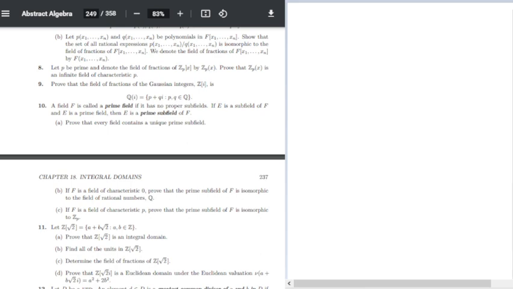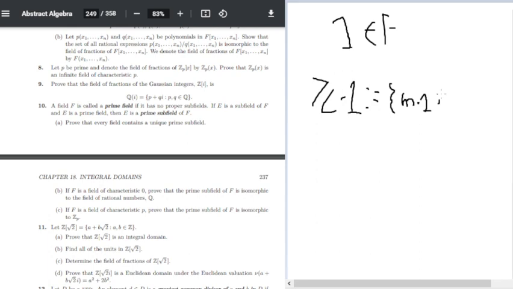So suppose we do the same. We'll construct our prime subfield this way. First, we take our element 1 in F. Then we make this set Z acting on 1, which is defined to be the set of all m times 1, such that m is in Z. Let's quickly show that this is an integral domain.